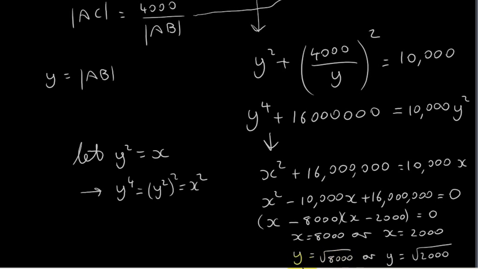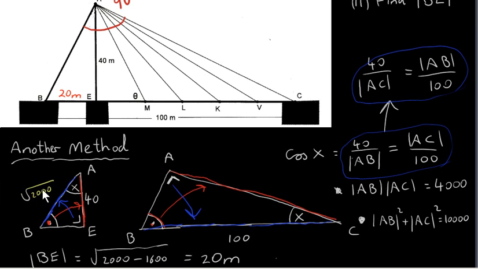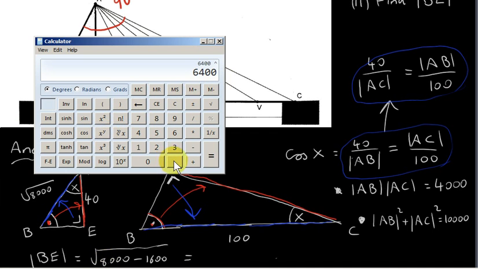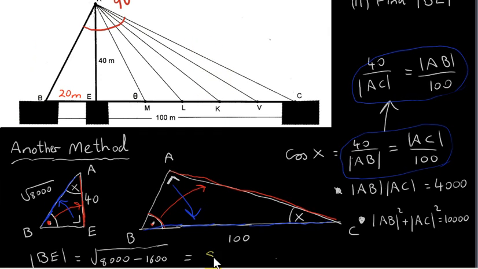Now the other solution is the square root of 8,000. So if we replace this value here with 8,000 and calculate BE, we will be getting the square root of 6,400, which is 80. So just like before, we get two values for BE. BE is either 20 or 80. If BE is 80, as before, the tower is over here, closer to C than it is to B, and we don't want that. So we ignore this solution. So we find that AB is root 2,000, which means that BE is 20 meters.